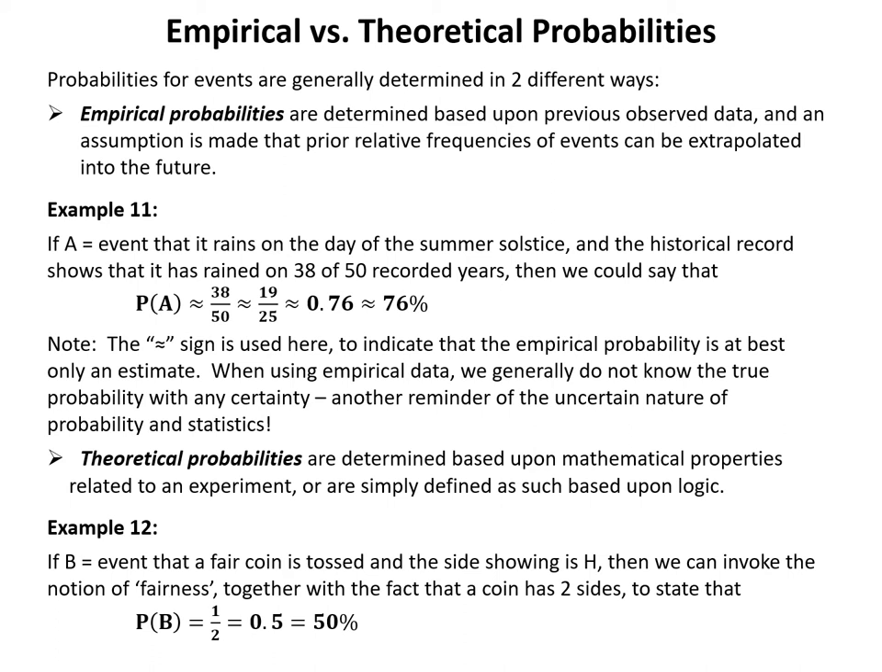Theoretical probabilities, on the other hand, are determined based upon mathematical properties related to an experiment, or are simply defined as such based upon logic. In example 12, we have the event B defined as the event that a fair coin is tossed and the side showing is heads. Now, we can invoke the notion of fairness and what that means with regard to a coin, together with the fact that a coin has two sides, to come to the conclusion and state that the probability of event B is simply equal to 1 over 2 or 1 half, which is equal to 0.5 or 50%.